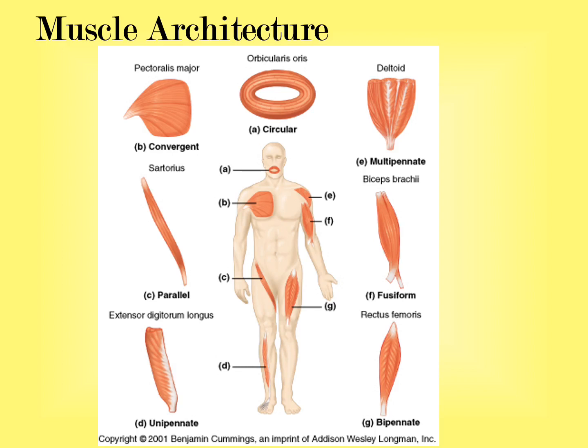Bipennates are going to be muscles that are going to be performing multiple functions, such as rectus femoris. There's a special case of the parallel and pennate that is a fusiform parallel muscle, such as what we see with biceps brachii.